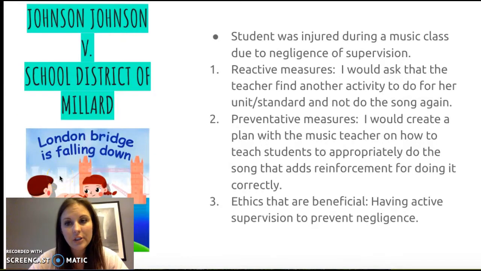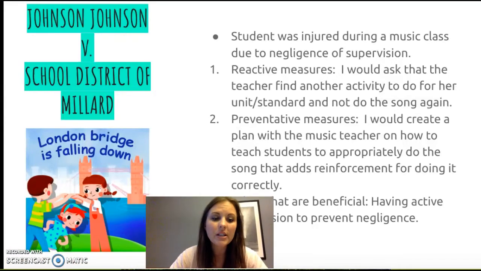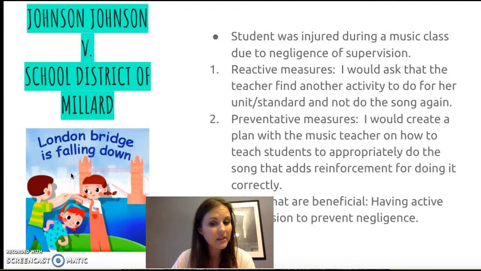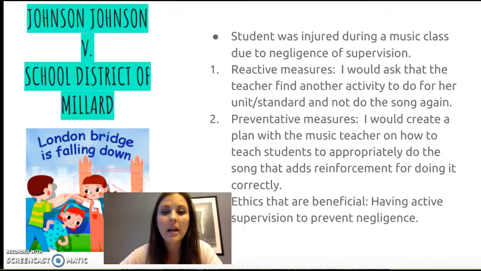So this student was injured during a music class due to negligence of supervision. As you can see in my picture over here, they were doing a song of London Bridges, and the student was flung into a bookshelf and had to get 50 stitches above his eye. It tore his muscle above his eye, and he still had blurred vision for a while. And so basically, the school was held negligent of supervision.